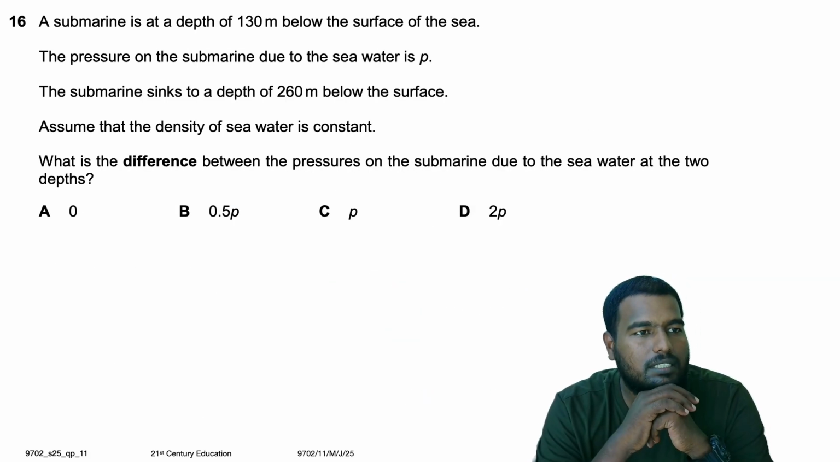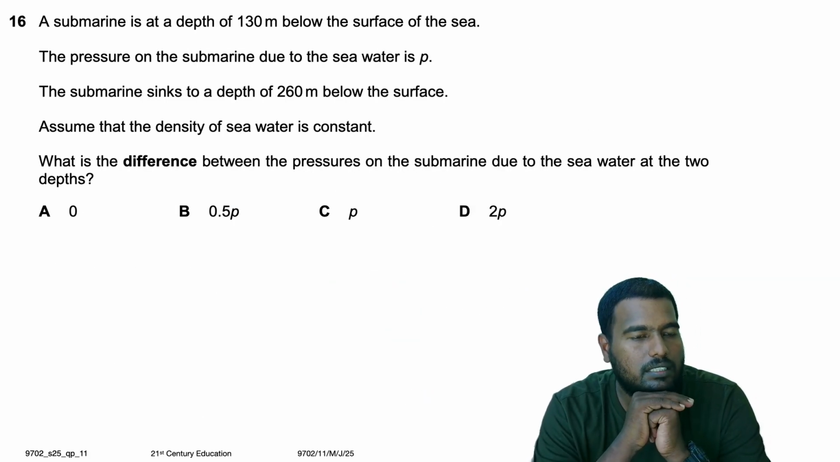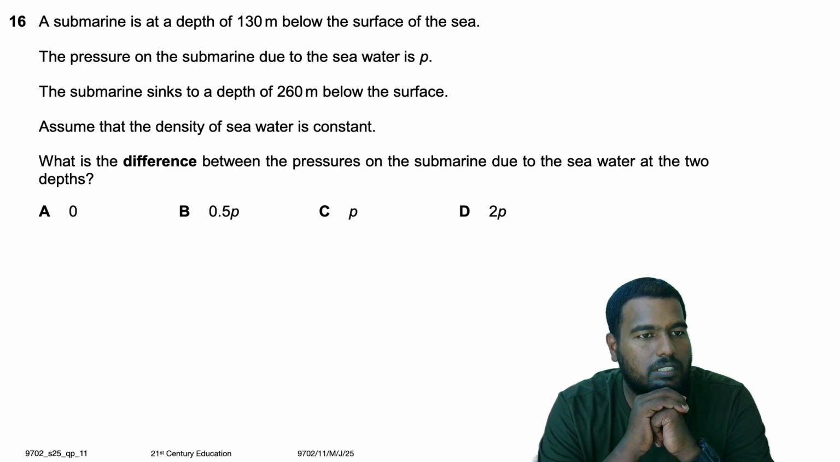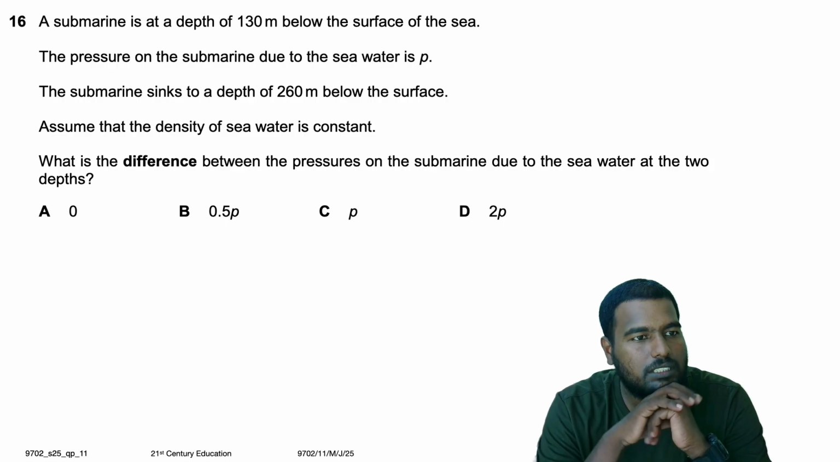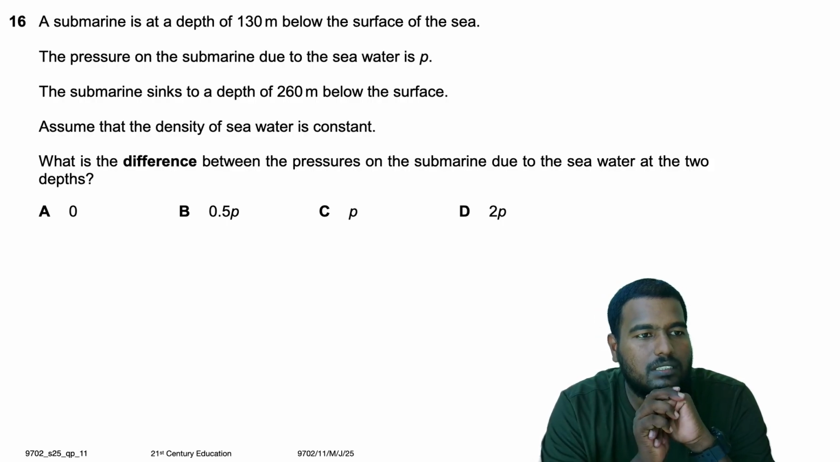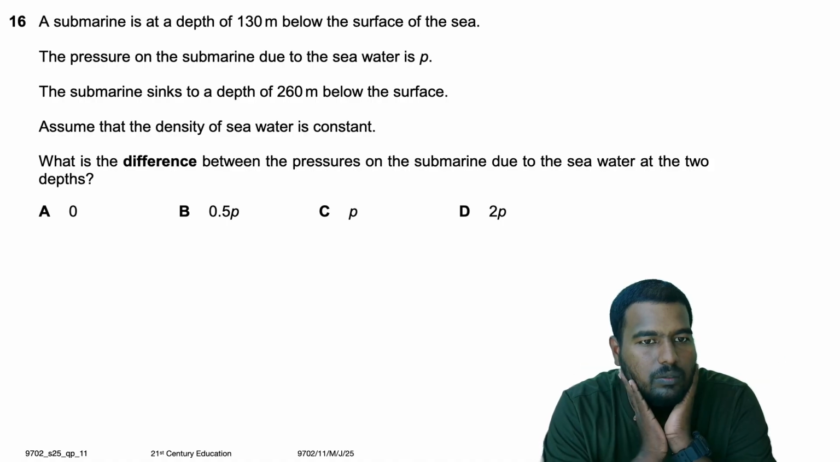A submarine is at a depth of 130 meter below the surface of the sea. The pressure on the submarine due to the seawater is P. The submarine sinks to a depth of 260 meter below the surface. Assume the density of the seawater is constant. What is the difference between the pressure on the submarine due to the seawater at the two depths?